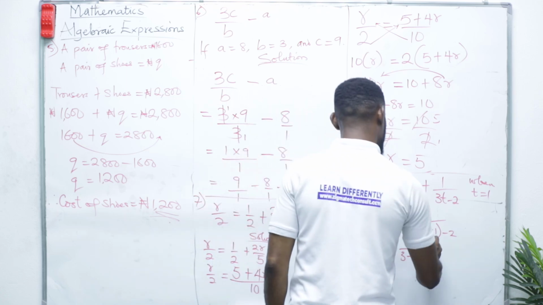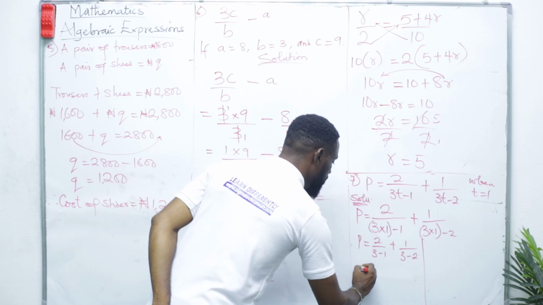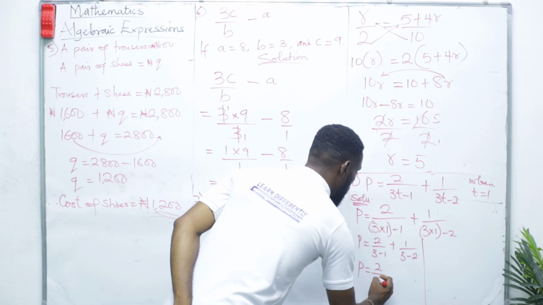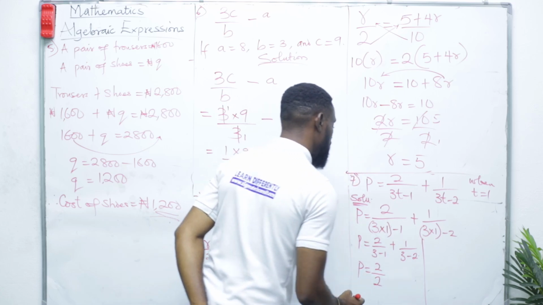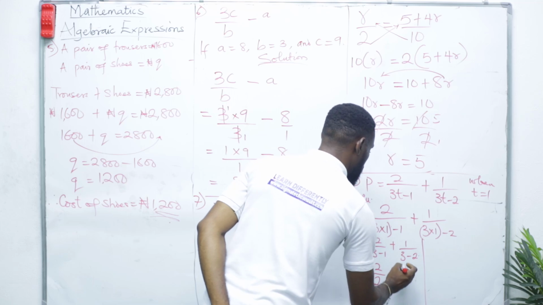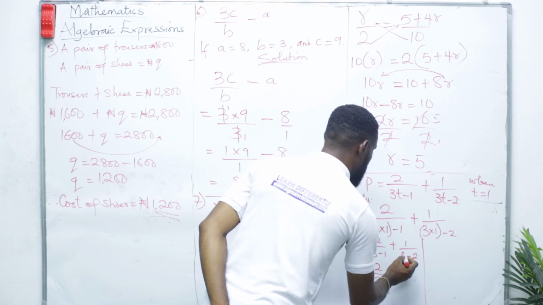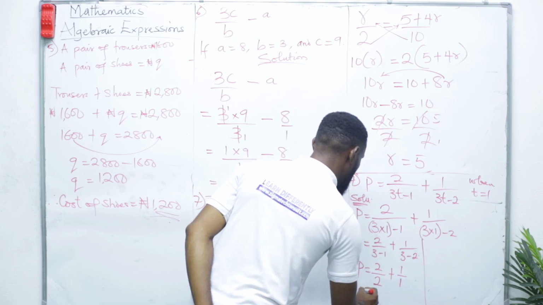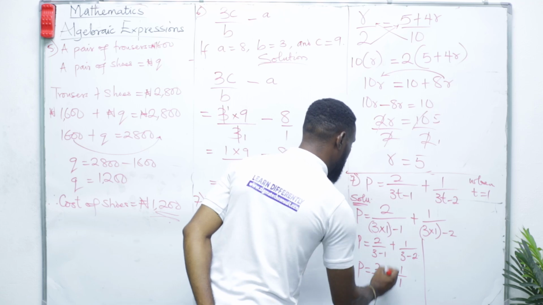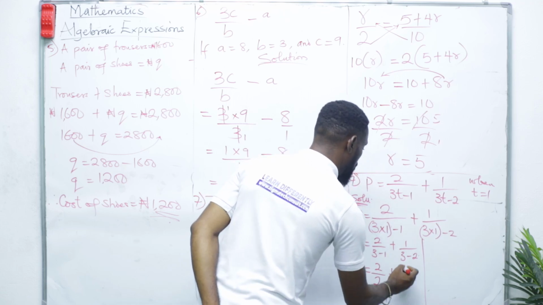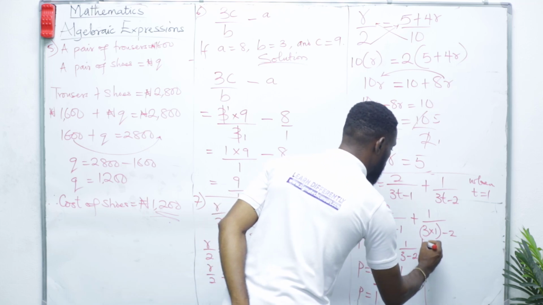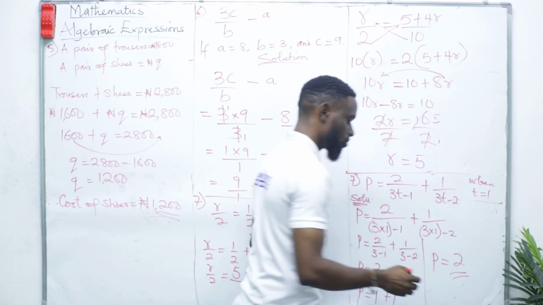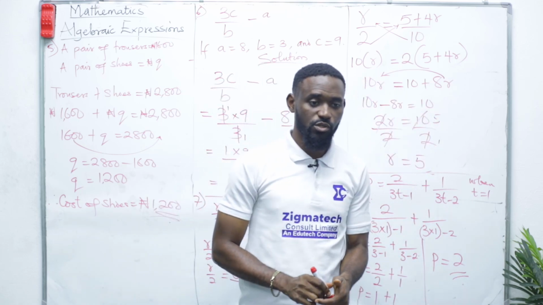Okay? So our p will now be equal to 2 into 3 minus 1 is 2. Do you get that? 3 minus 1 is 2. Then plus 1 into 3 minus 2 is 1. You see the thing? So p will now be equal to 2 divided by 2 is 1 plus 1 divided by 1 is 1. It means that p will be equal to 1 plus 1 to be 2. So that is what the value of our p is, which is option D.